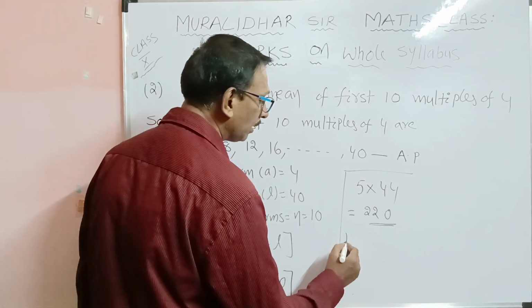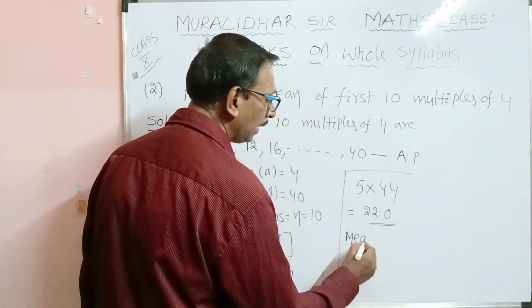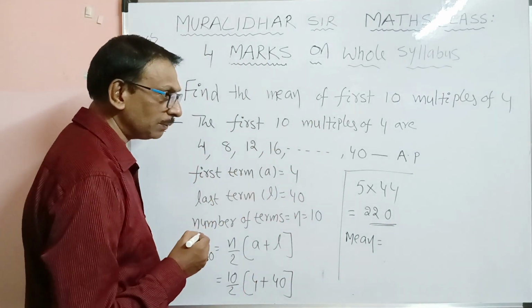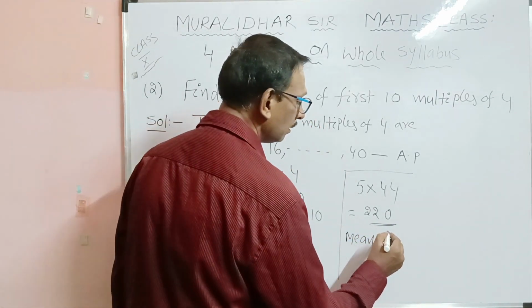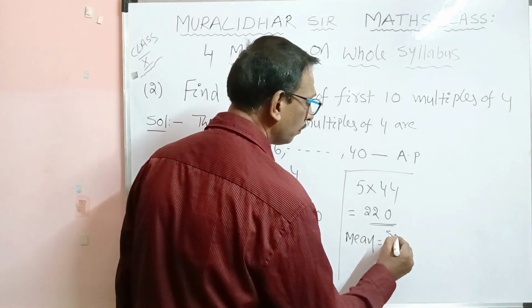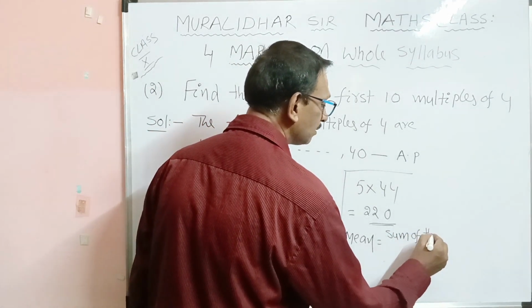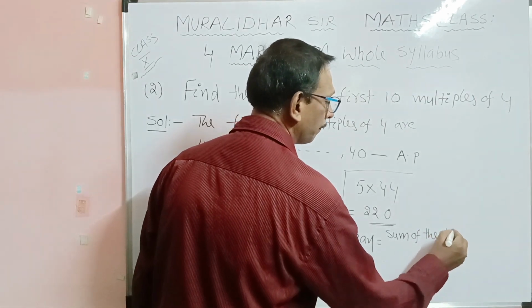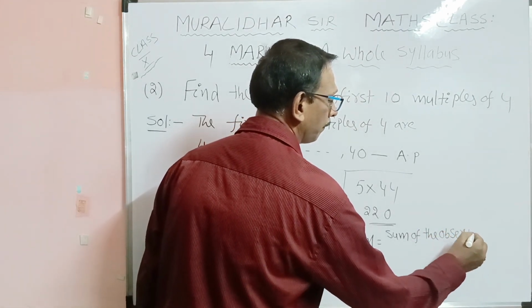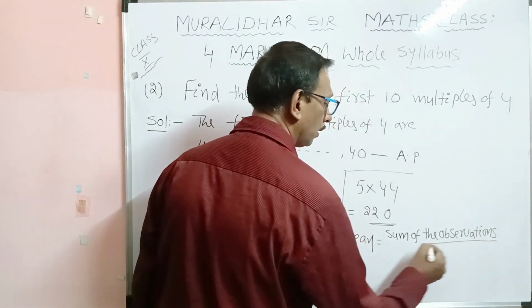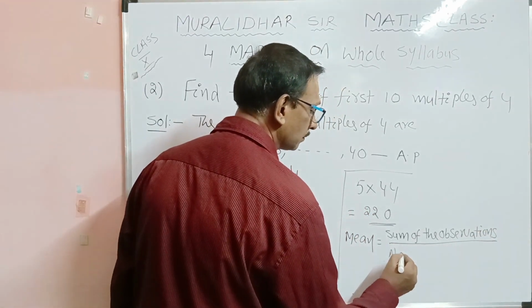Now he asked to calculate the mean of this complete first 10 multiples. That is sum of the observations by number of observations.